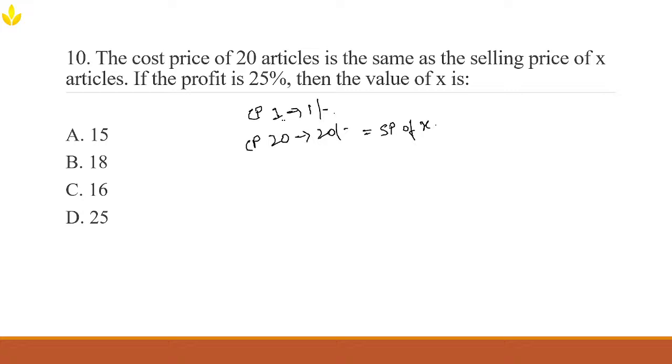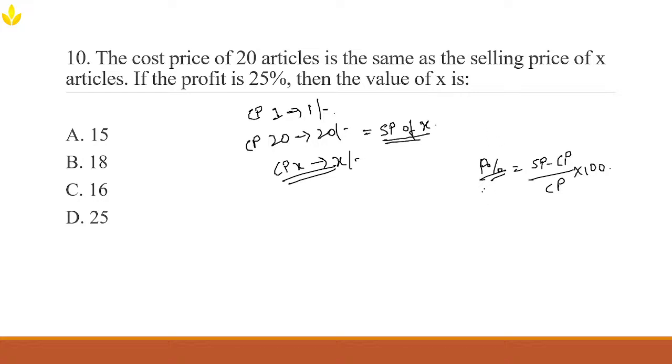Now, if the cost price of one article is 1 rupee, can I consider the cost price of X articles as X rupees? So now we know the selling price of X articles and even the cost price of X articles. The profit percentage formula goes like this: selling price minus the cost price, divided by the cost price, into 100. If the profit is 25%, then we need to find out the value of x.